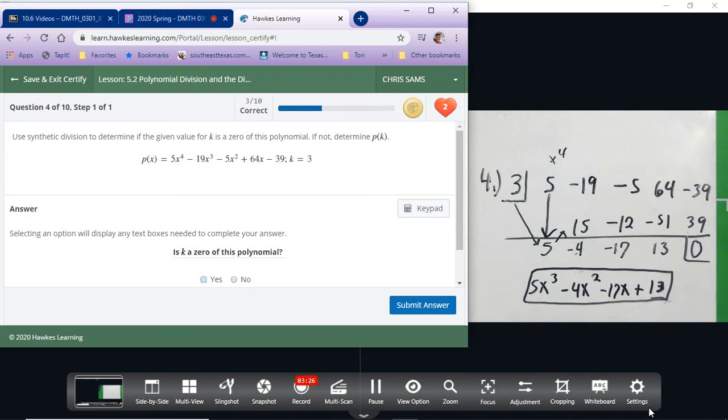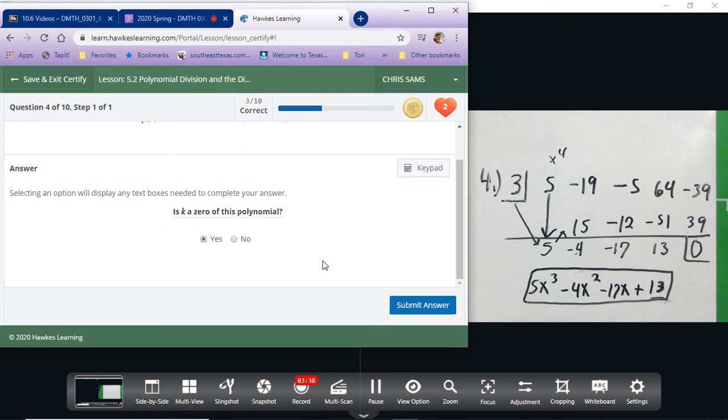So this question is saying, is k a 0? The way you know it's a 0 is if you do this process and your remainder is 0. It comes out equal. So yes, k is a 0.